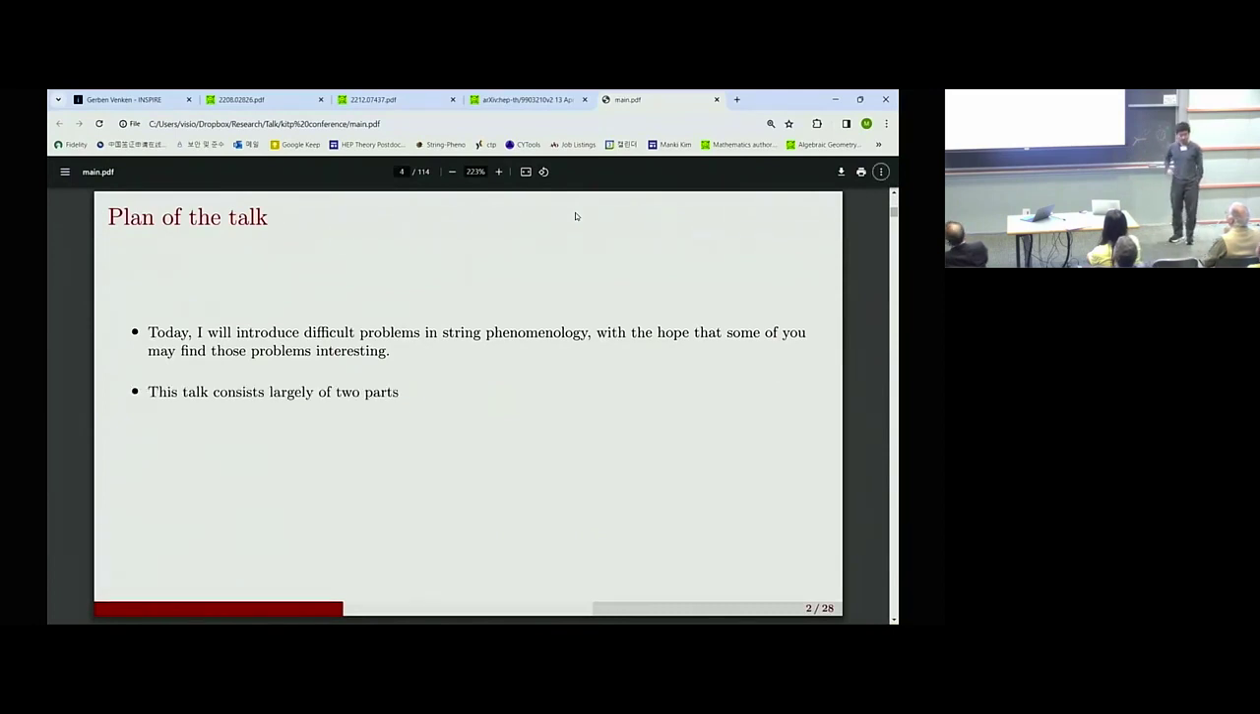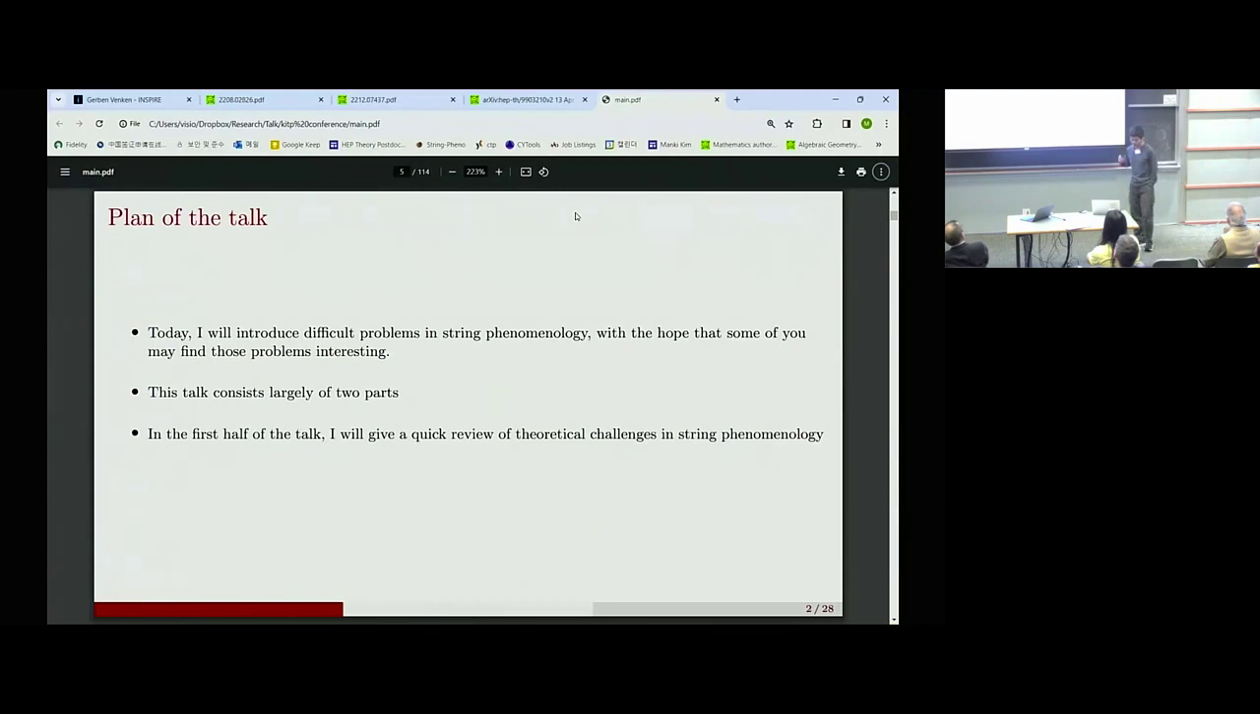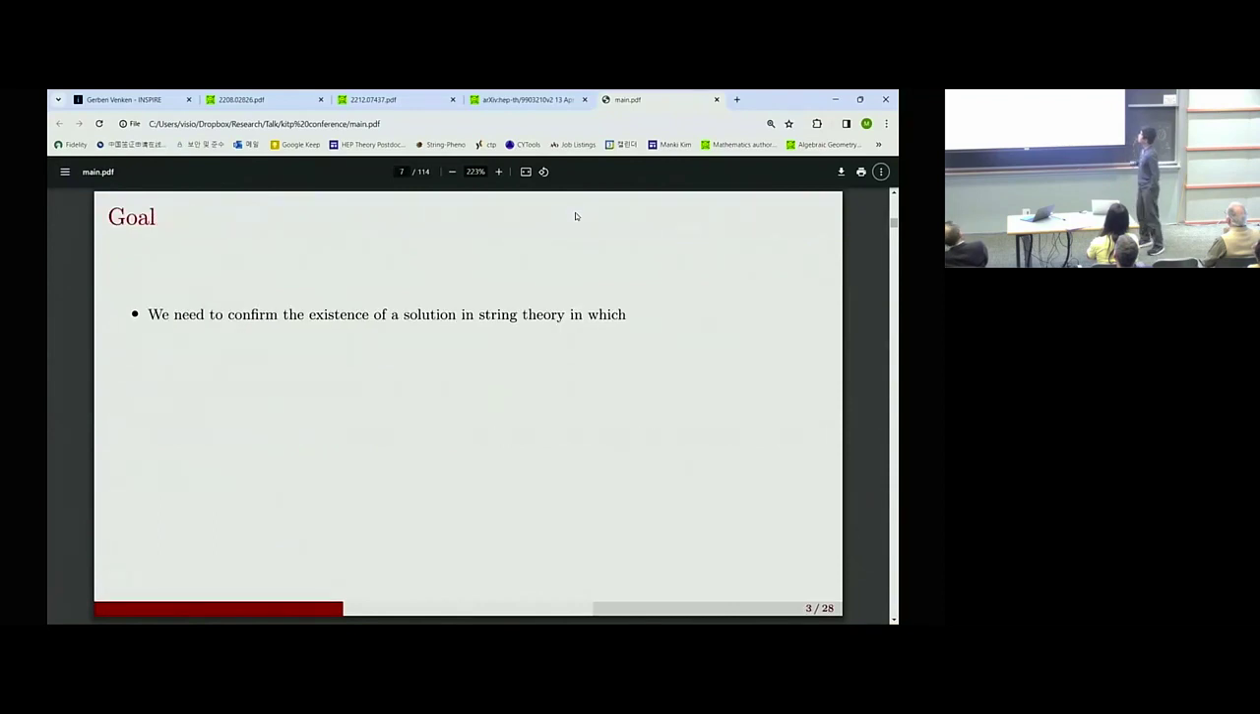And so this talk will be mostly two parts. In the first part, I'll give you a quick overview of difficult problems in string phenomenology. And in the second half, I'll describe some partial progress I made, and then I'll talk about which directions I think are promising. Okay?